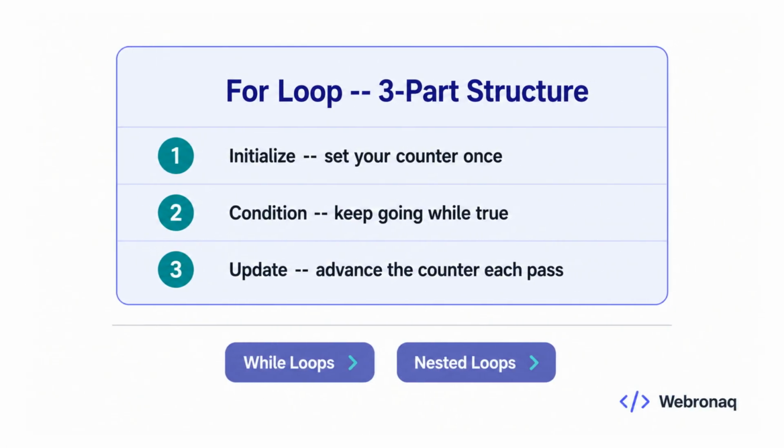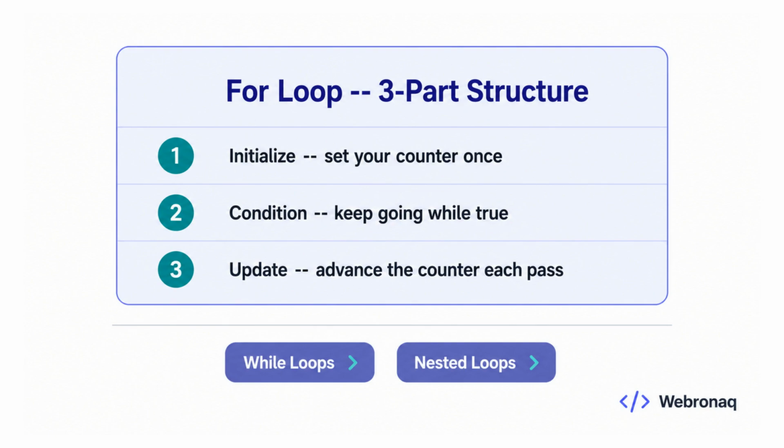Alright, let's bring it all together. A for loop has 3 parts in its header. The initializer sets your counter once before the loop starts. The condition is checked before every pass and stops the loop when it goes false. And the update advances the counter after every pass. Together, they give you precise, readable control over repetition. No copy-pasting, no chaos.